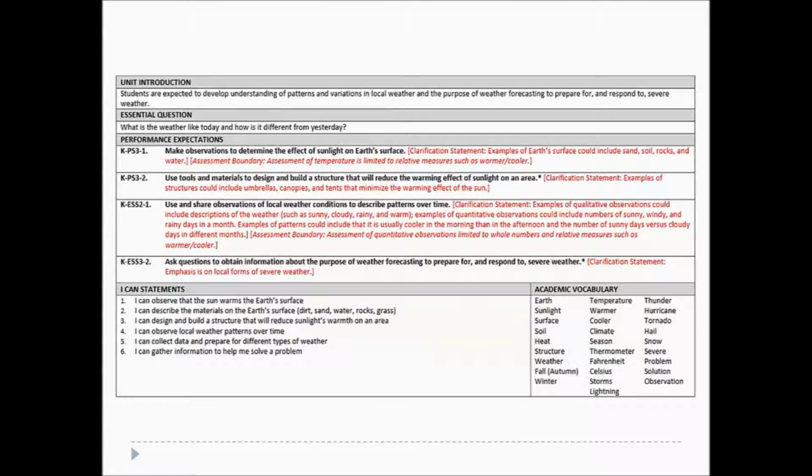This unit focuses on two key ideas: the role the sun plays in warming the earth and weather forecasting. To address the question, what is the weather like today and how is it different from yesterday? Students examine patterns and variations in local weather to predict future trends. By examining patterns in weather, students will also develop plans to prepare for and respond to severe weather.